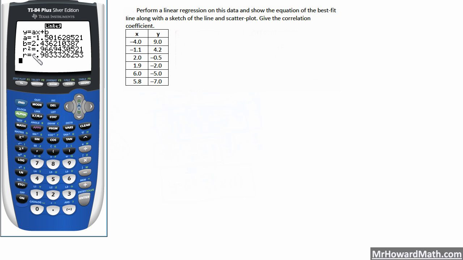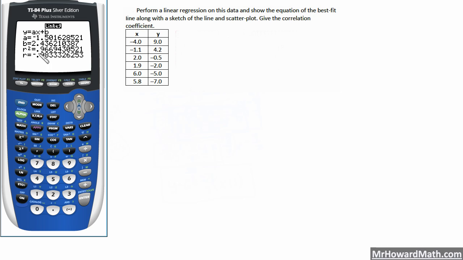If you don't see the r squared and the r value here, then you can go to mode in your calculator, arrow down, and you want to find the stat diagnostics right here. If off is highlighted, you need to move to on and hit enter. That way you get the correlation coefficient there.